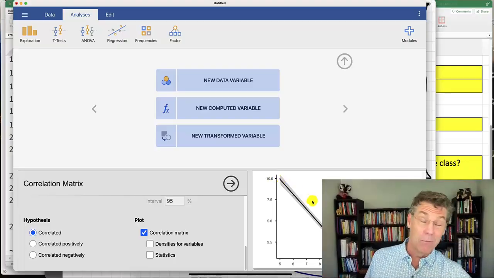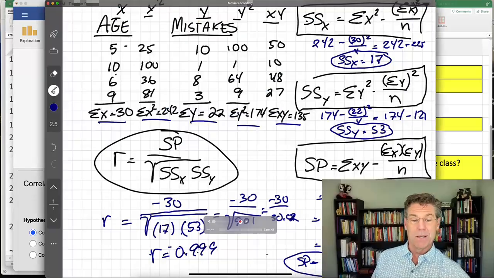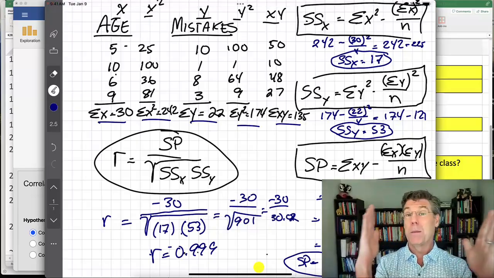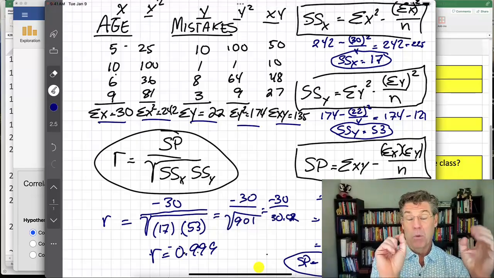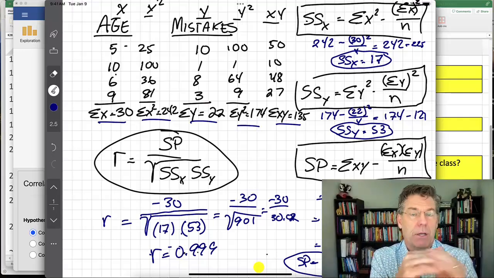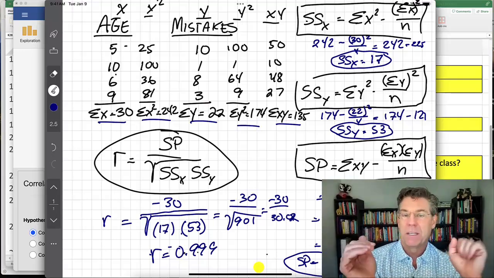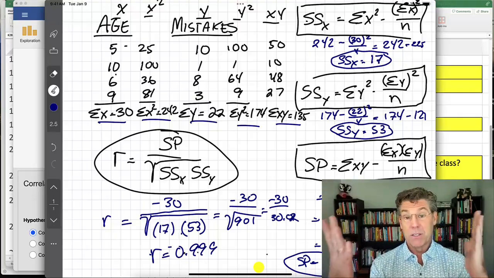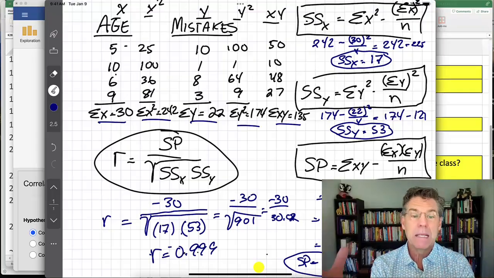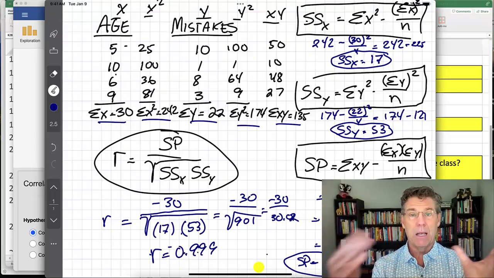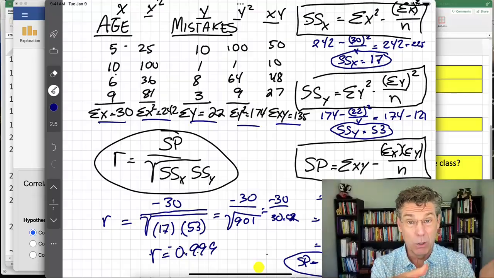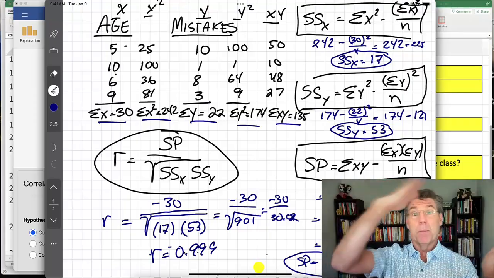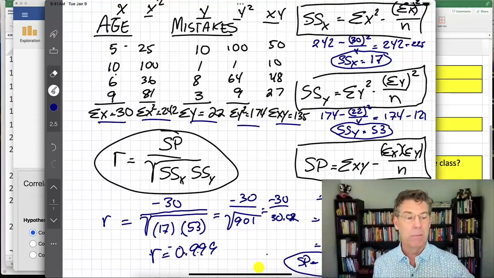So essentially what that's saying, if we go back to our result here, we have a correlation of negative 0.999. Again, correlations range from -1 to +1, so this couldn't have been much stronger. It is almost a perfect correlation. If it was a -1, it would be a perfect correlation. Positive ones are also perfect correlations. So this is almost a perfect negative correlation. What that means is that age and mistakes are almost perfectly negatively correlated. As age goes up, mistakes go down, almost by a unit.